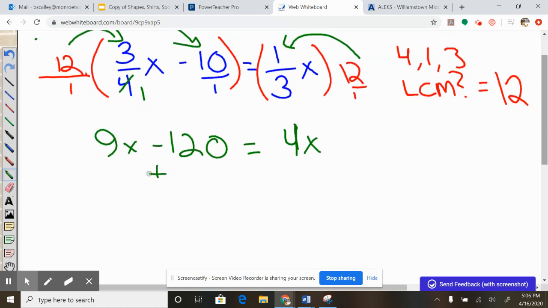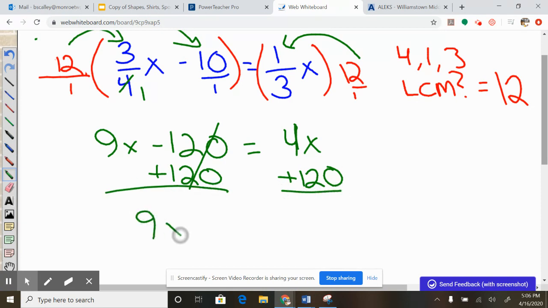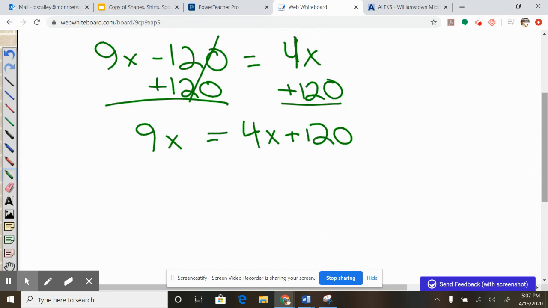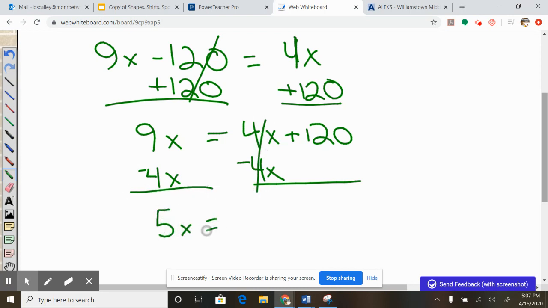What I'm going to do is add 120 on both sides. That will cancel. And I'll have 9x is equal to 4x plus 120. Now I can subtract 4x on both sides. That will cancel. I'll have 5x equals 120.